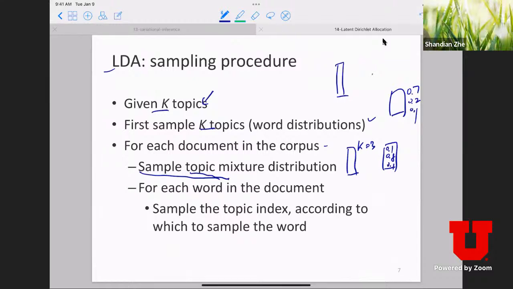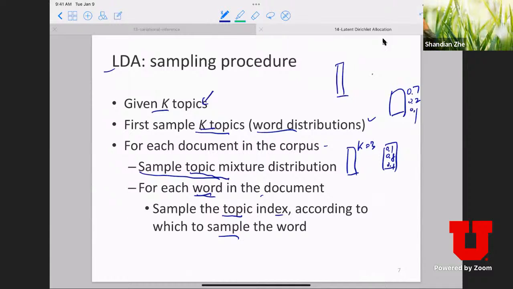Then, under the topic mixture distribution and also the word distributions for the K topics, you generate each word in the document independently. For each word, you first sample the topic index for this word, namely under which topic this word is generated. You have K possible choices. And then, given the topic index, you retrieve the corresponding word distribution to sample the word from the categorical distribution.